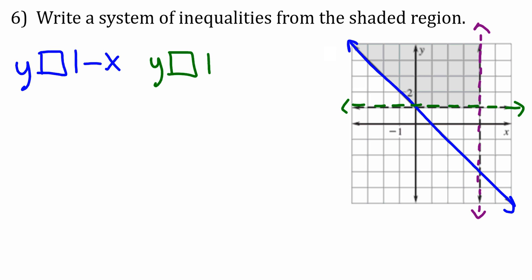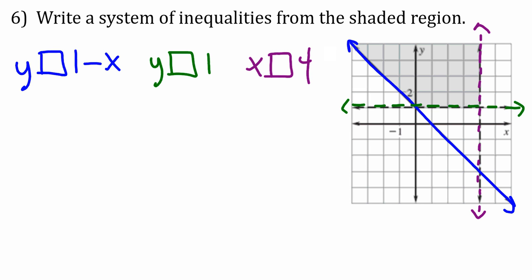Now look at your purple. What do we know there? We don't have a y-intercept, but we have an x-intercept at 4, 0. And our slope is undefined. So this is going to be an x equation. So x is something to 4.